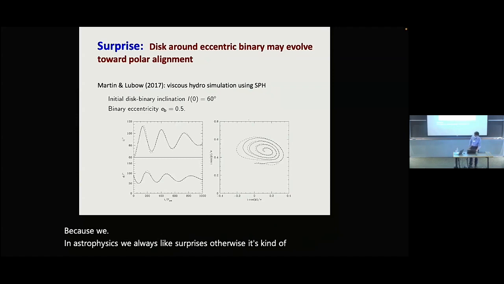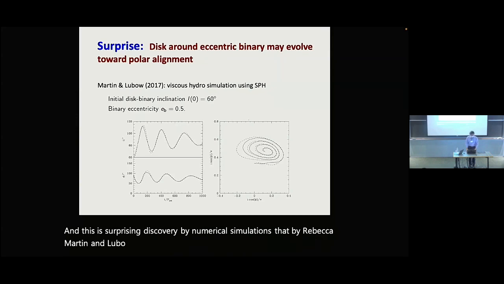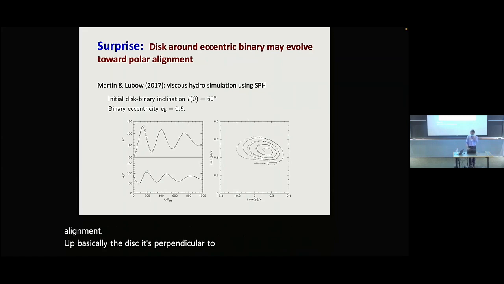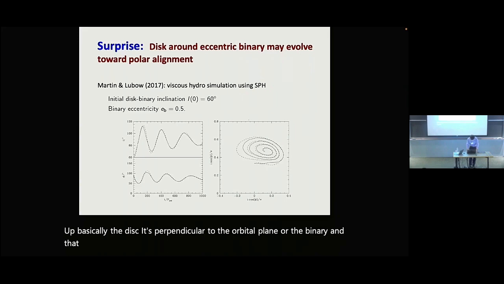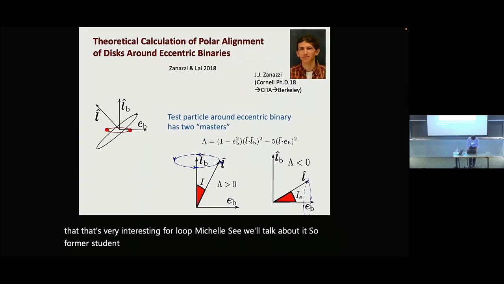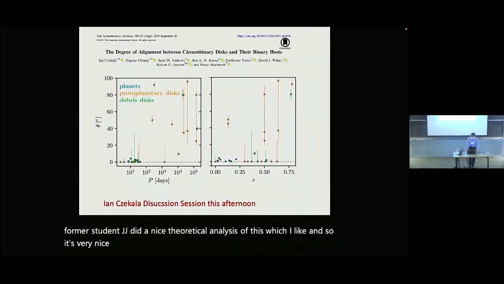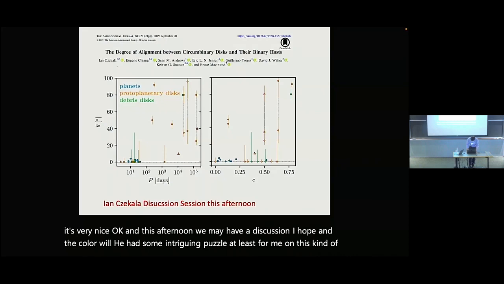And this is a surprising discovery by numerical simulations, by Rebecca, Martin, and Rubel, that if you have a disk around an eccentric binary, there's a possibility that the disk can evolve towards a polar alignment. Basically the disk is perpendicular to the orbital plane of the binary, and that's very interesting. So I'm sure Steve will talk about it. My former student, JJ Zanazi, did a nice theoretical analysis of this, which I like. And this afternoon we may have a discussion. I hope Ian Zakala has some intriguing puzzle, at least for me, on this kind of thing. So I'm looking forward to the discussion. I don't know what the answer to this is.